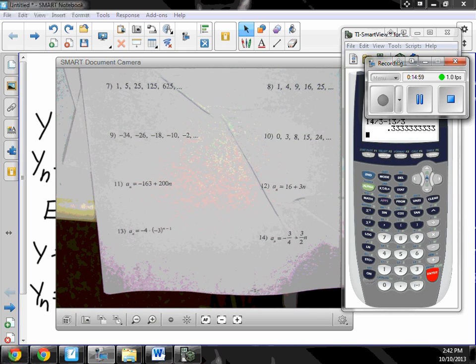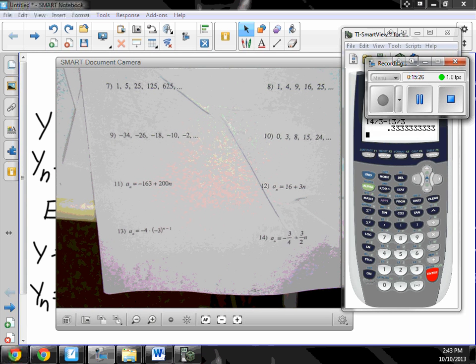So number 11. Why is number 11 arithmetic? It's going up by 200 every year. Now, it is in the form mx plus b, except the mx and the b have switched places. Okay, number 12. It's also arithmetic. What's the common difference? No, 16 is the initial value. 3 is the common difference.